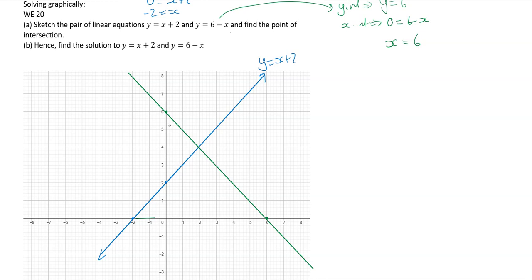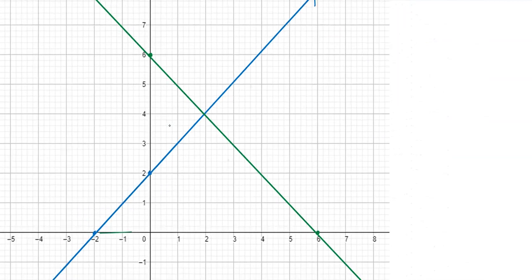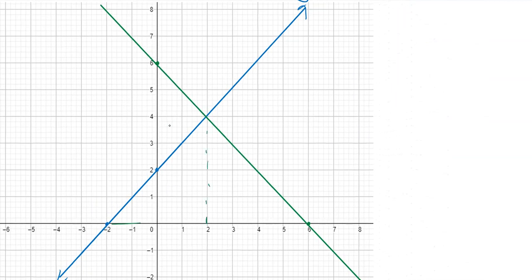Now, what have I got here? I've got a point here. Now, this point should be, and I'm pretty close, but it's meant to be the point here, 2, 4. I'm just going to do it with a different color. Let's go with that one.